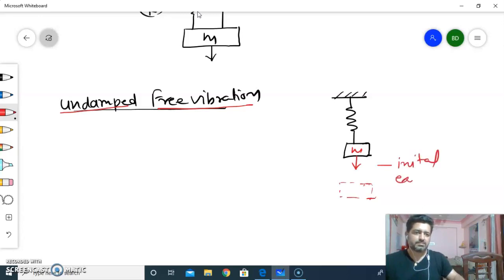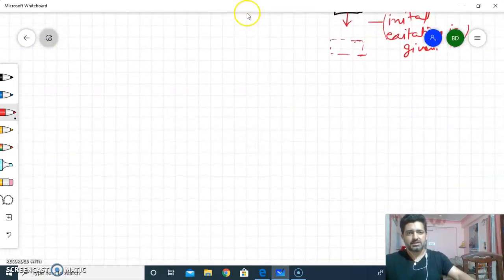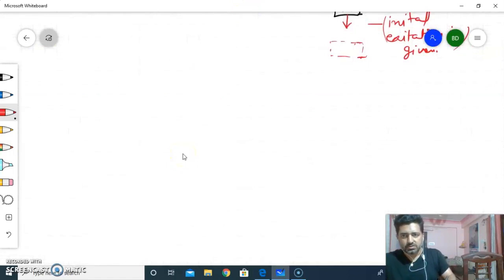Initial excitation is given. तो initially से हम excitation देंगे, right? So this is what undamped free vibration. Now what we have to do, we have to analyze the vibration with the help of a method, that is the equilibrium method.